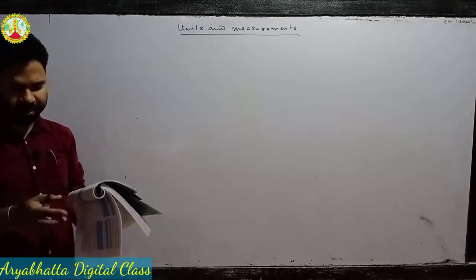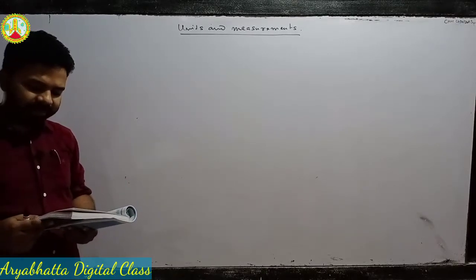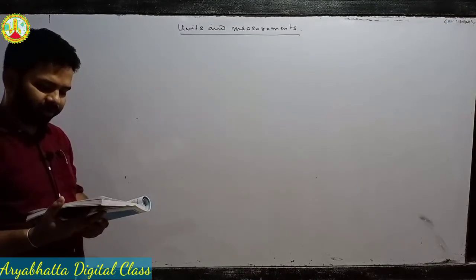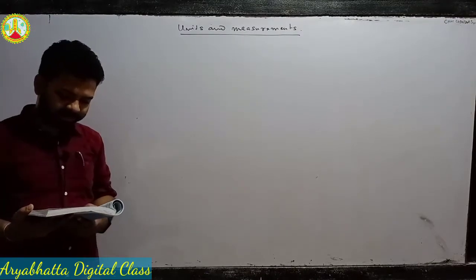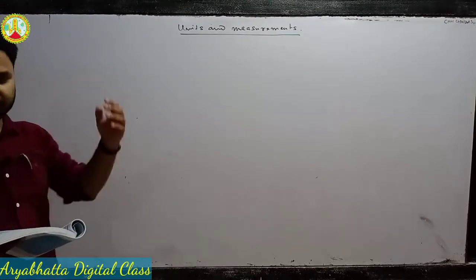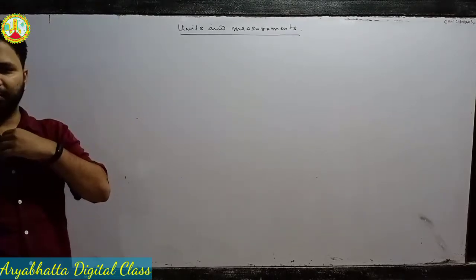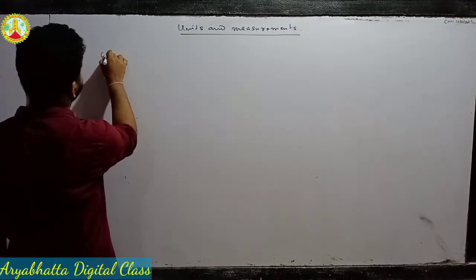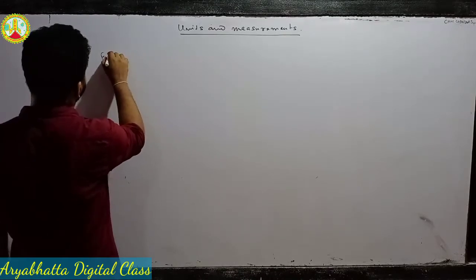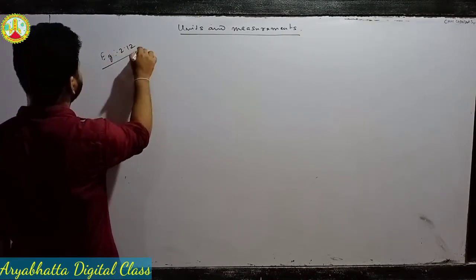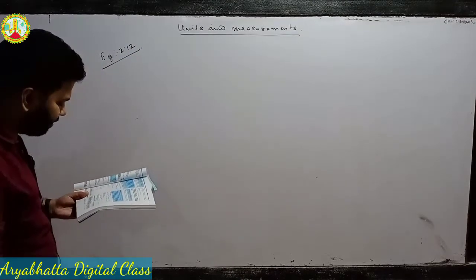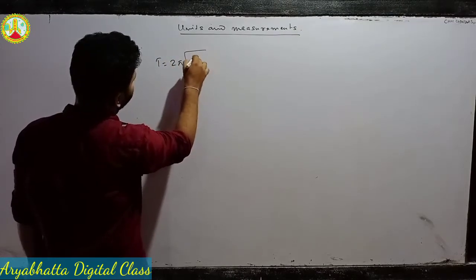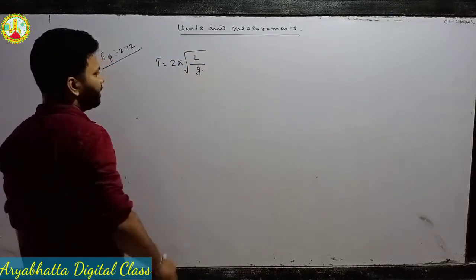So first we will solve some numericals from the examples itself. Look at example number 2.12. Look at what is given in 2.12. The period of oscillation of a simple pendulum. You already know what the time period of a simple pendulum is. What is the time period of a simple pendulum? This is given as T equal to 2 pi root over L divided by g. You know what is L?